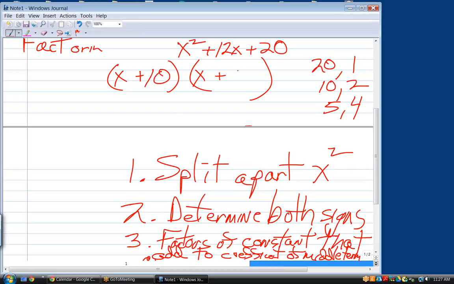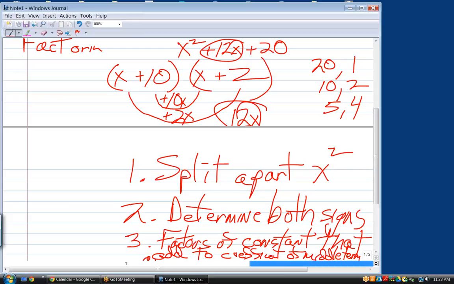There's your answer. Check it for me. Make sure we have the middle term correct. What does the inside multiply to? 10x. What's the outside multiply to? x times 2, or 2x. What do they add to? 12x. That's what we're looking at. We've done it correctly. Cool. Good place to stop. I think you got it.